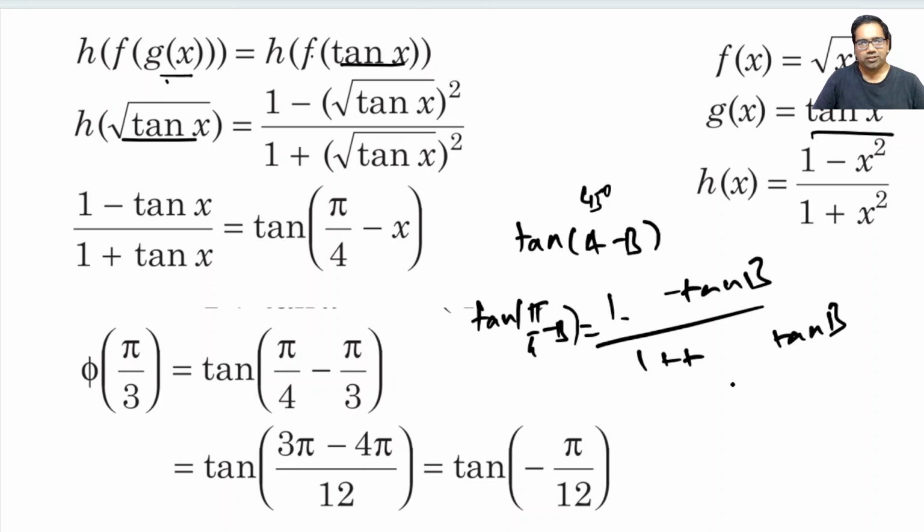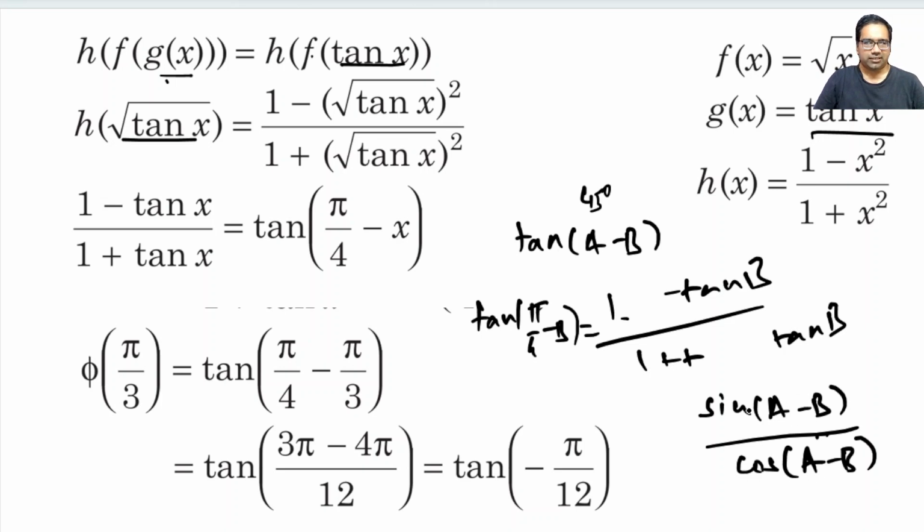Okay, so we know the formula, right? How do we derive tan of a minus b? We can write it as sin of a minus b by cos of a minus b, and we use the addition formulas for sin of a minus b, sin a cos b, cos a sin b, and cos a cos b, sin a sin b, like that. We can use the addition formula and then derive this one. So that's a different aspect now.